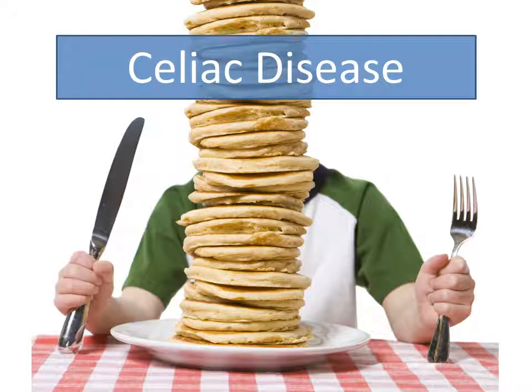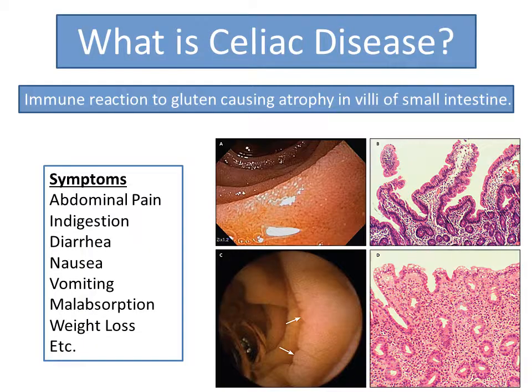Okay, celiac disease is often described by the patient as lactose intolerance or gluten sensitivity. It is an immune reaction to gluten, which is a protein found in wheat and related grains. This immune reaction will cause atrophy of villi of the small intestine. So the main symptoms are abdominal pain, indigestion, diarrhea, patient may be nauseated or vomit, but importantly, malabsorption.